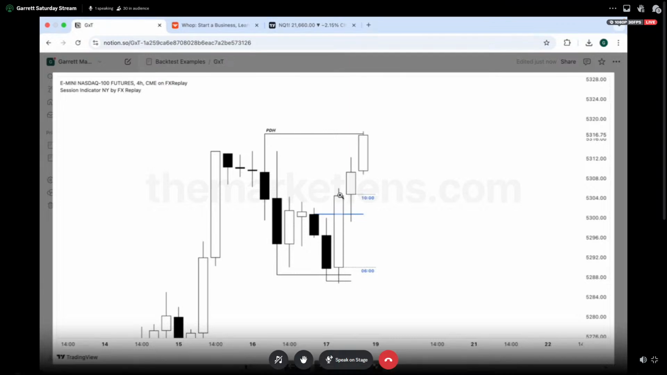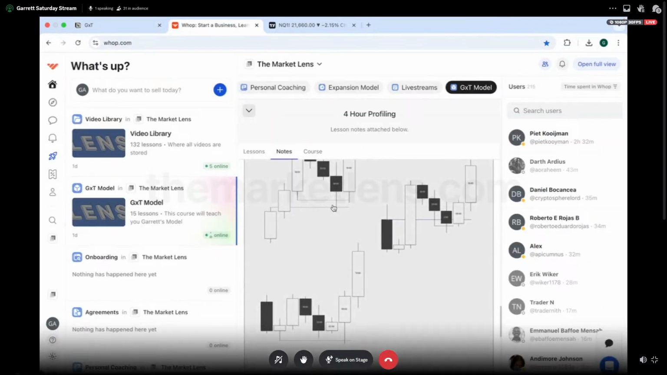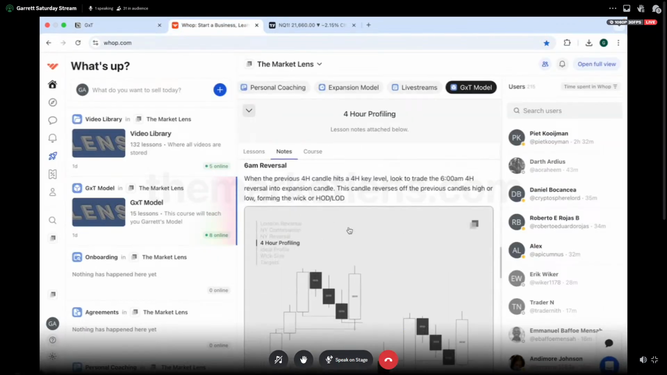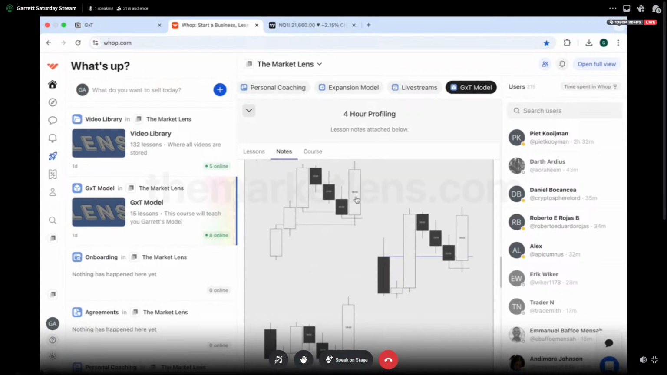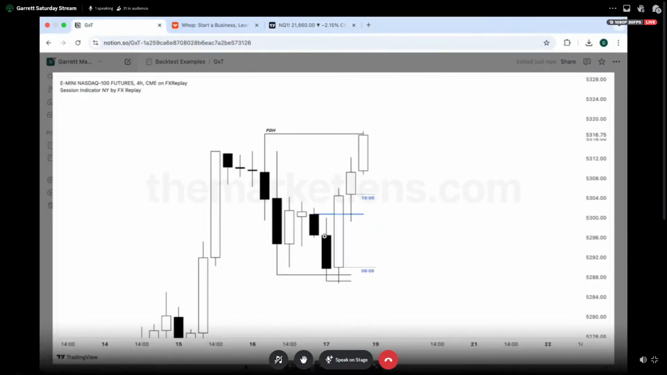In order to trade a New York reversal 6 a.m. candle, you also need that small wick. So if you look here, 6 a.m. reversal, it looks exactly like this, right? Where 2 a.m. hits a key level, right? But we're reversing off that candle's low with a small wick. So if we look here, right? 2 a.m. candle hits this low, and we reverse off that candle's low. Small wick supporting expansion. And then 6 a.m. reversal, 10 a.m. continuation.